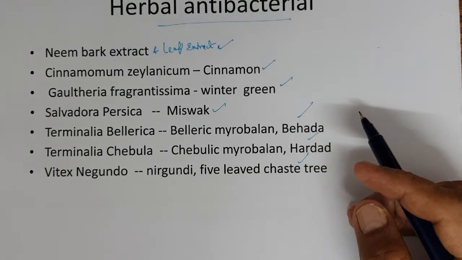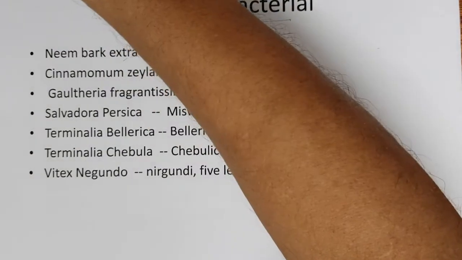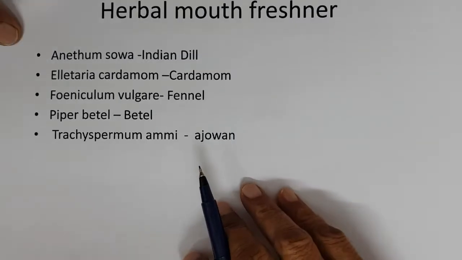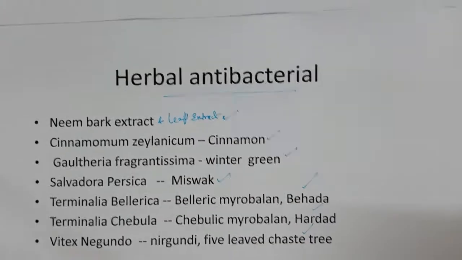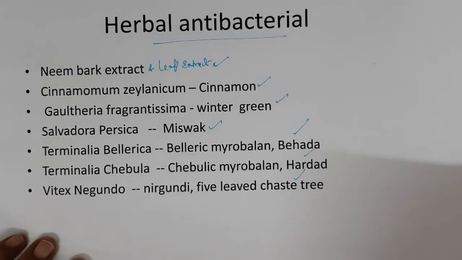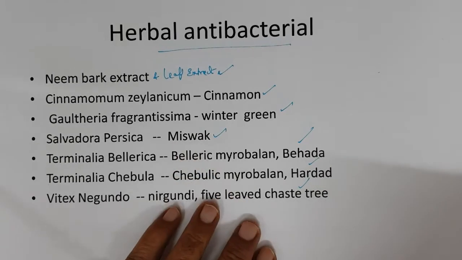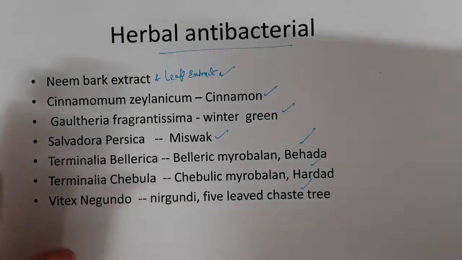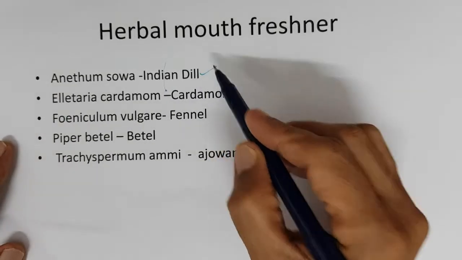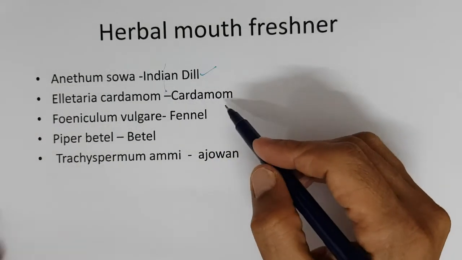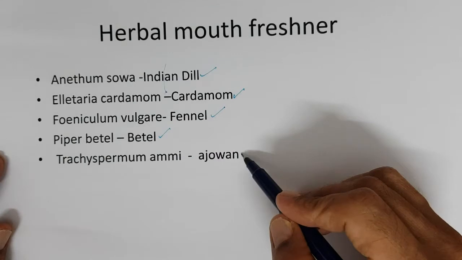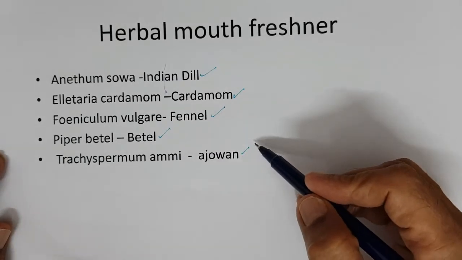Then herbal mouth fresheners which have antibacterial properties also. They are all herbal mouth fresheners. This is herbal antibacterial, right? Herbal antibacterials: neem leaf bark extract, cinnamon, wintergreen, miswak, beheda, hardad and five-leaf chaste tree. Right? Herbal mouth fresheners: dill, Indian dill. They also have antibacterial properties. Cardamom, fennel, betel and ajwain. Am I right?